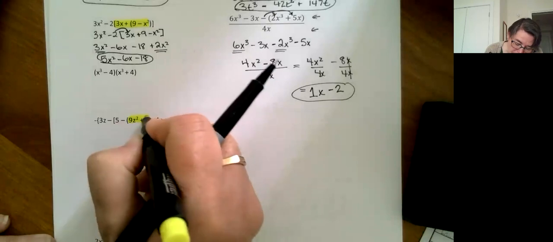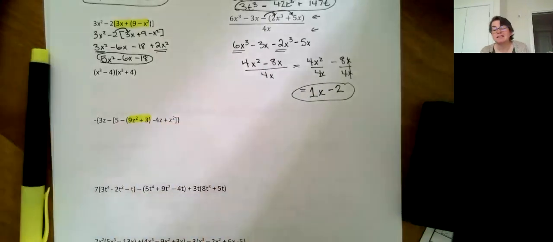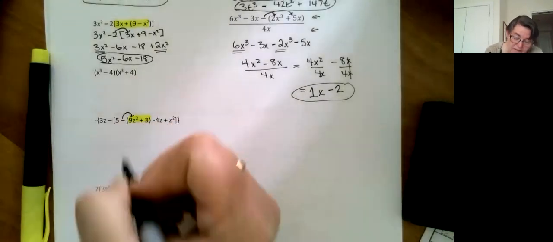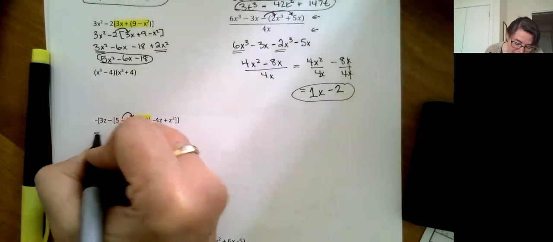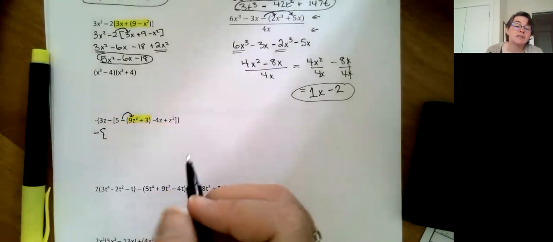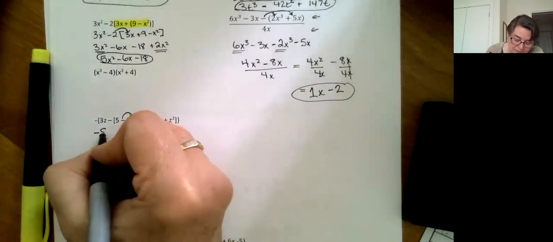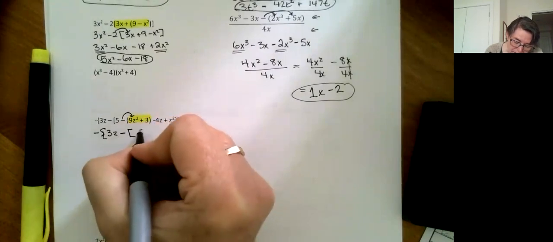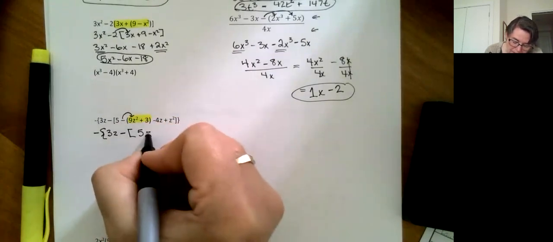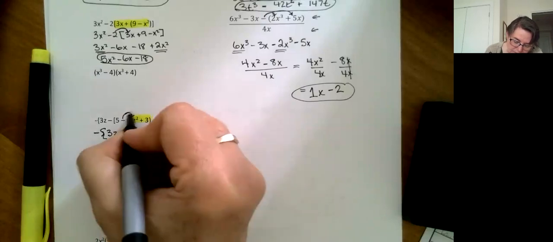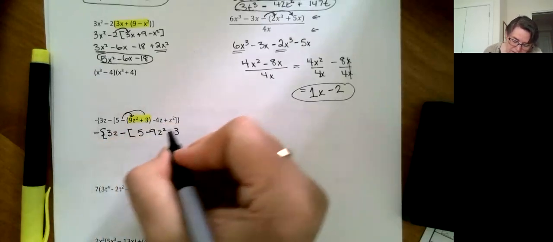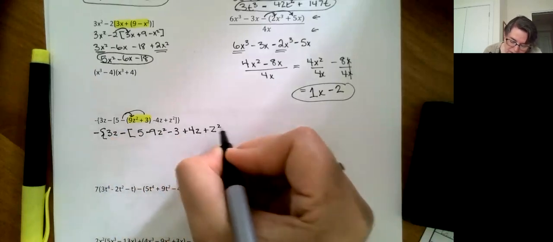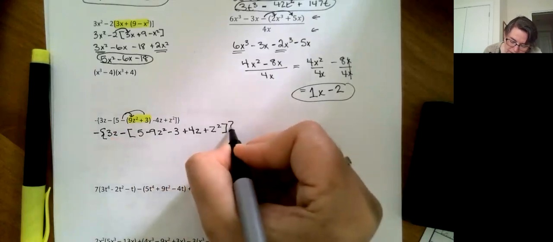So here's my priority. But if you look at that, just like those other questions, there's nothing we can do there. But that means that this distributing is going to be my first thing I'm going to do. So minus, and don't lose that minus up front. It is not a typo. It's supposed to be there. 3z minus square bracket 5. Now I'm going to distribute minus 9z squared minus 3. And then I'm going to bring plus 4z plus z squared, square bracket, set notation bracket.